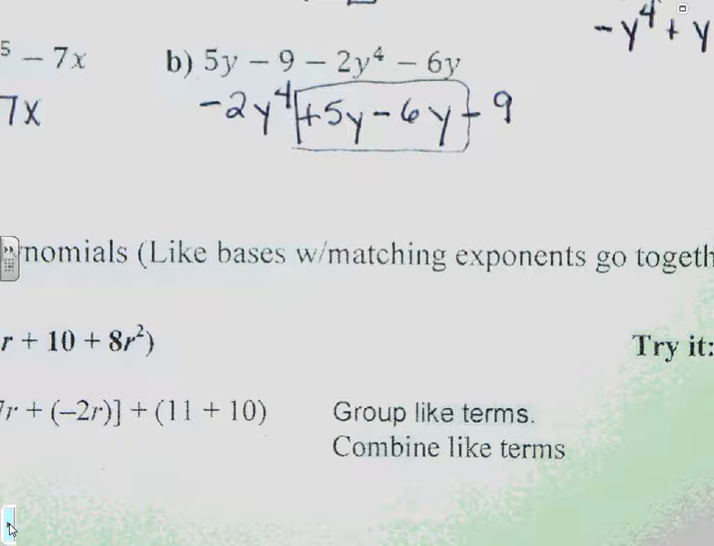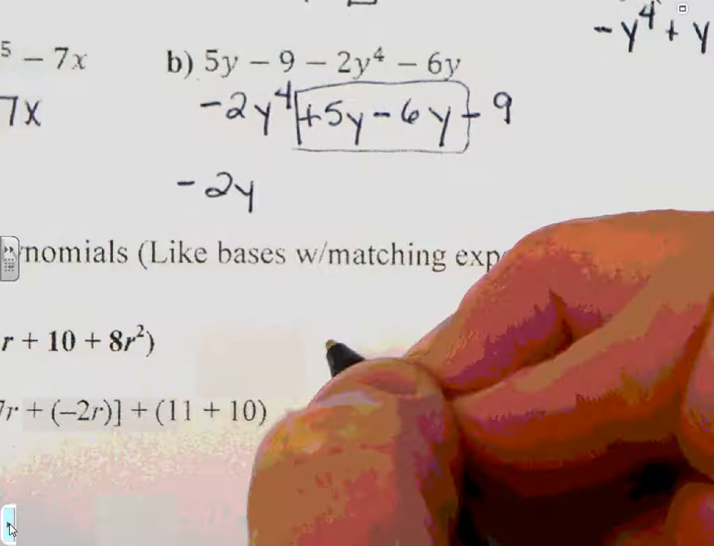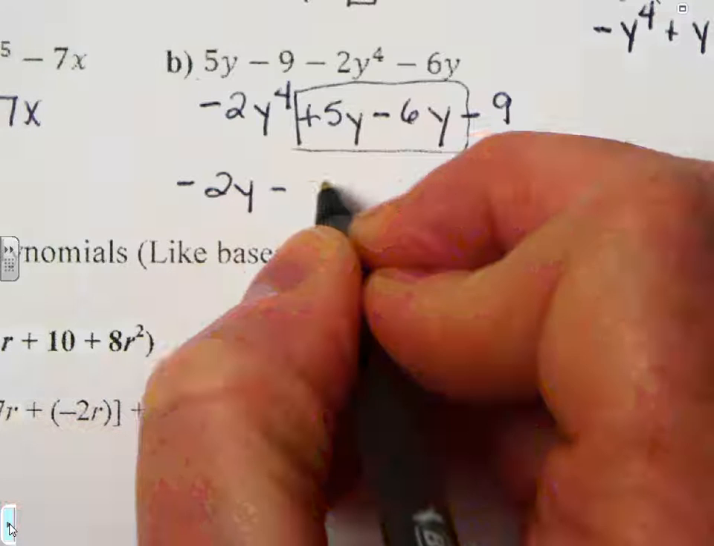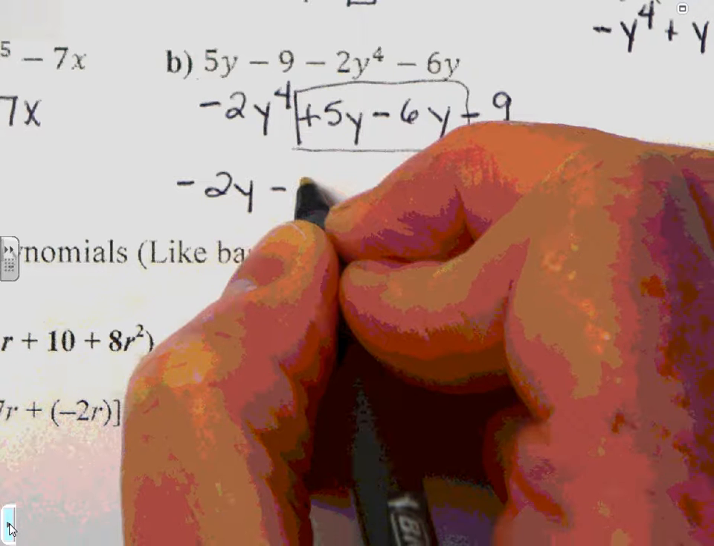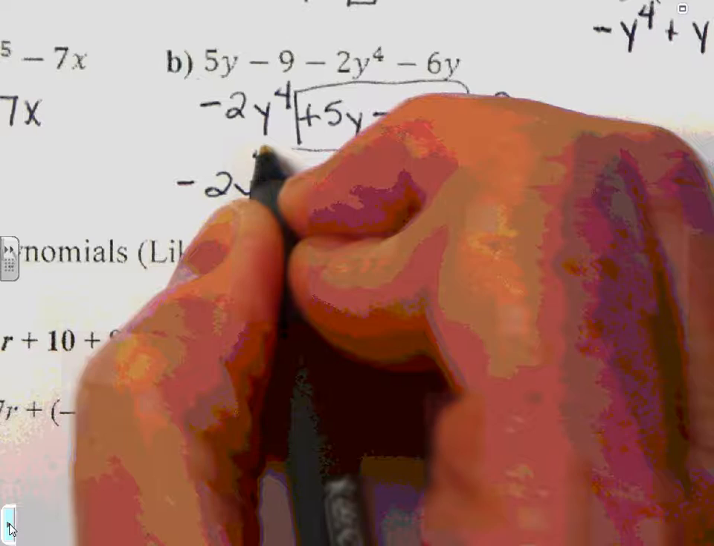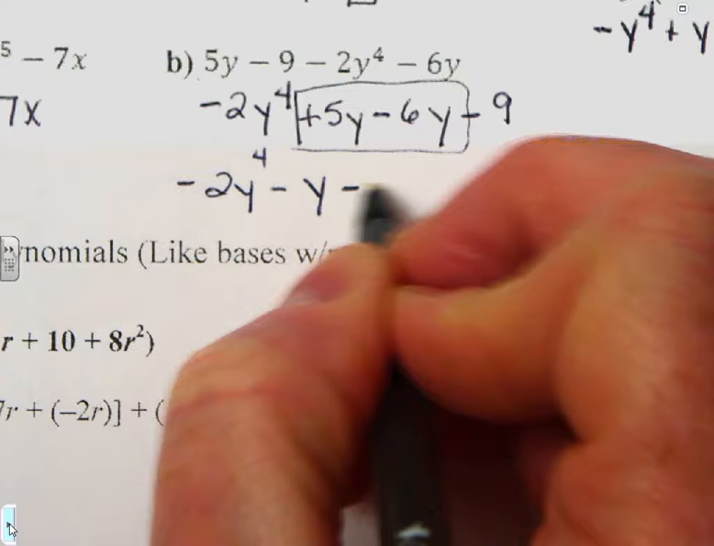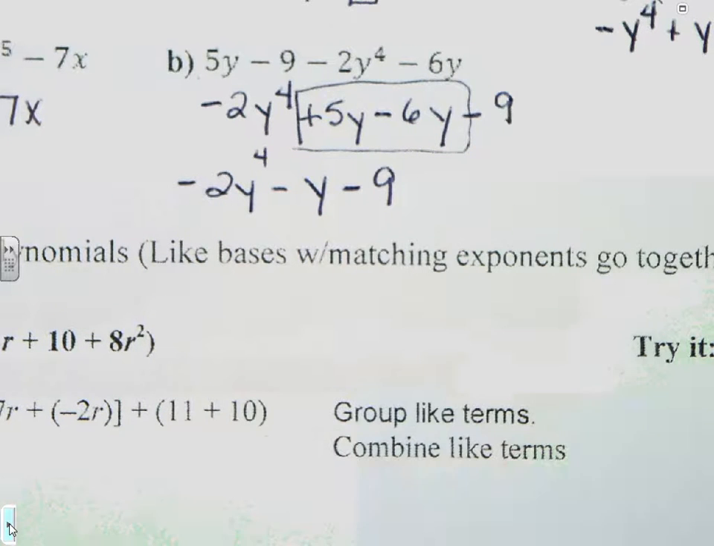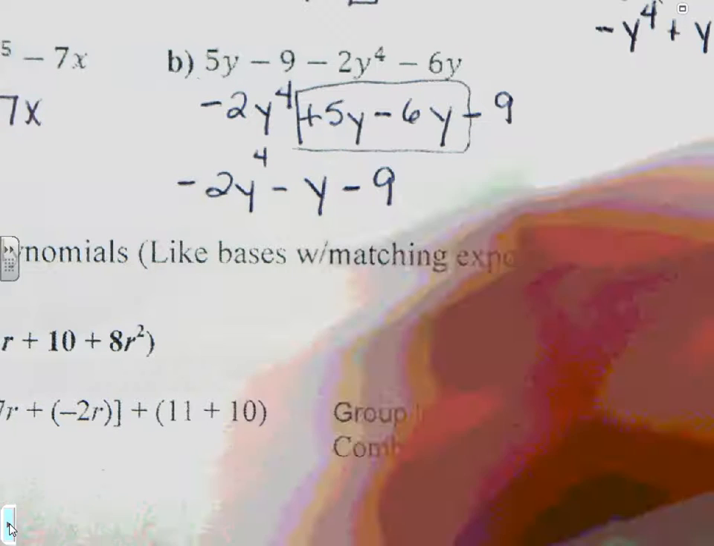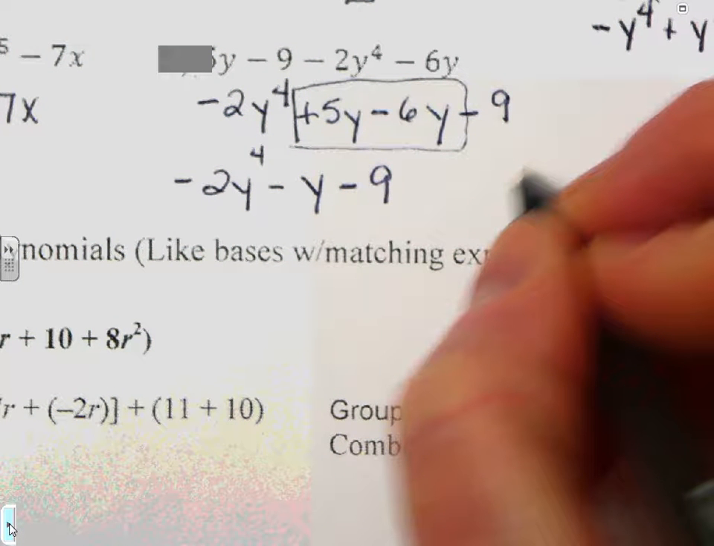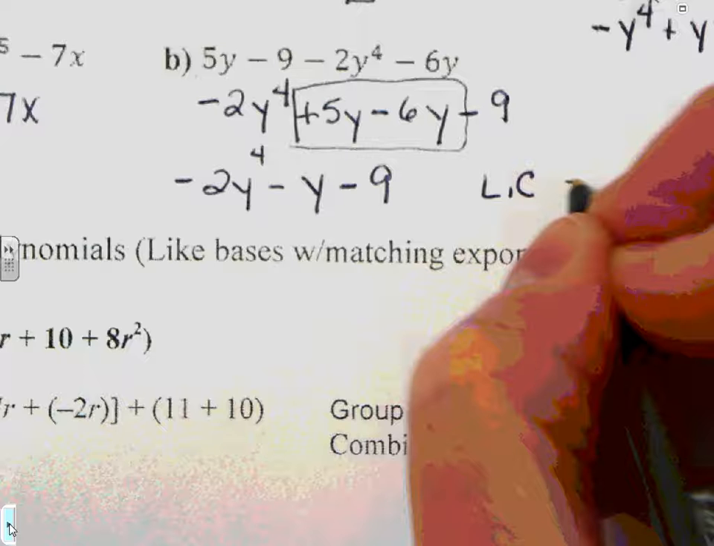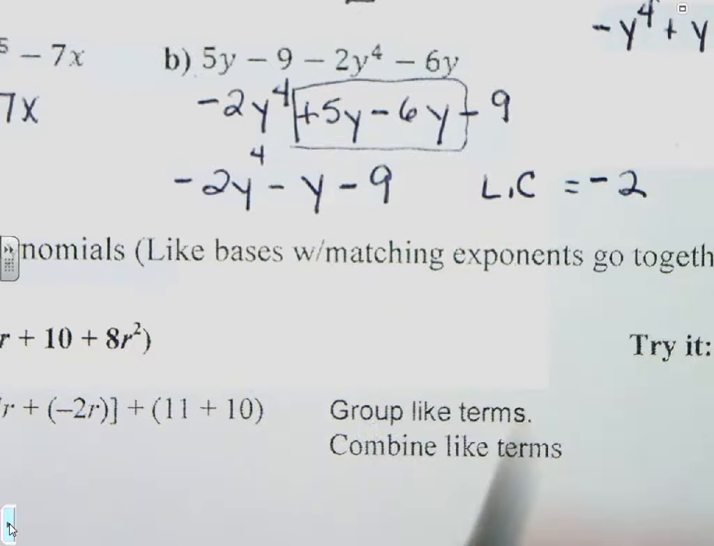You'd have a -2y to the 4th, and what's going to happen to those guys? -1y, good, or just -y, it's your choice. And then a -9. Did you do okay? And what would the leading coefficient be? -2. So your leading coefficient would be a -2. Your homework's going to ask you that, and it's going to be worth 2 check marks tomorrow, so do be careful. All right? Any questions so far?